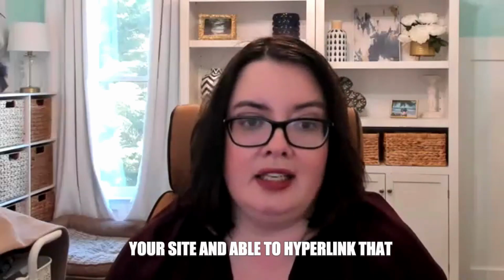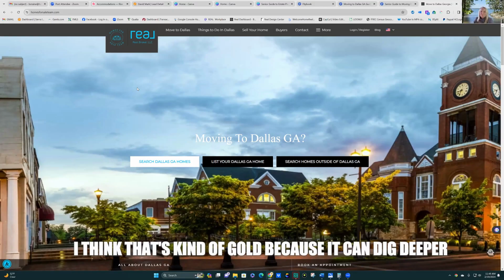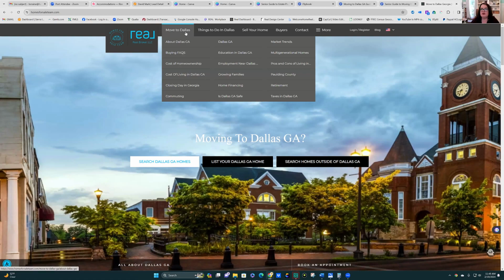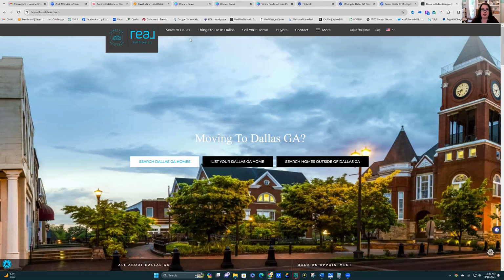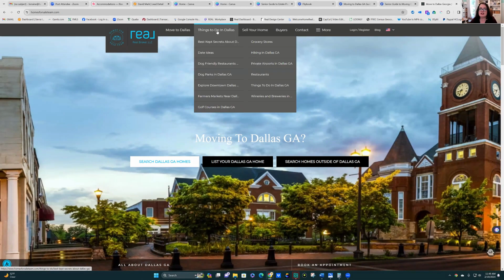You'll lose them. If you do have it built out on your site and able to hyperlink that, I think that's kind of gold, because if you dig deeper, like in our move to Dallas, this is all our categories. We have commuting, closing, retirement, pros and cons, employment. All those things, education that was in the book, we've mimicked here, but a little bit deeper. And then we have things to do. If you want dog parks, restaurants, wineries, and breweries, it's great for SEO, so you can maximize in multiple ways.